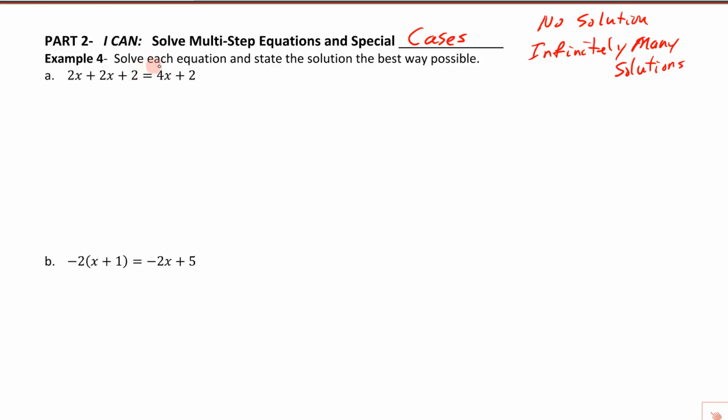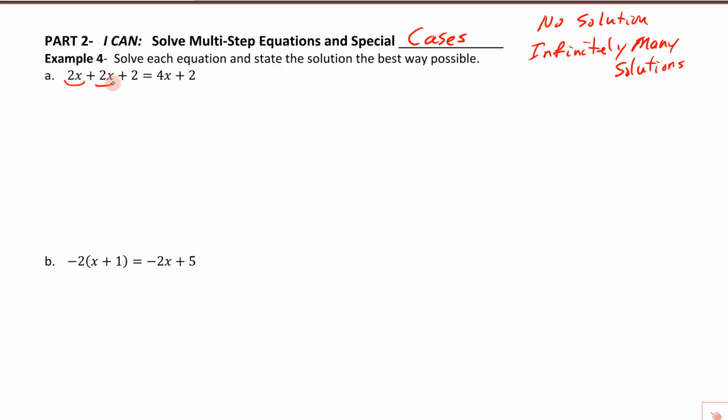The instructions say solve each equation and state the solution the best way possible. So what that means is if there's an answer, let's write the answer. If there's not an answer, then let's say no solution. If there are infinitely many solutions, let's state that as well. So we should know how to solve these. So again, take a look. We always want to simplify before we solve.